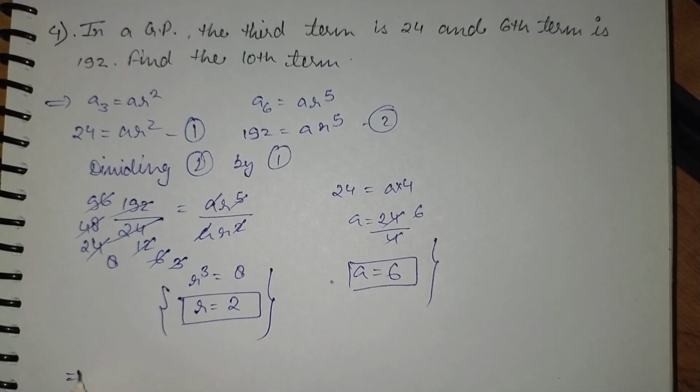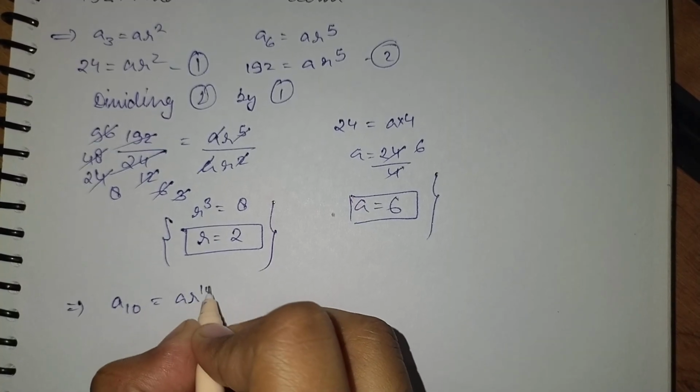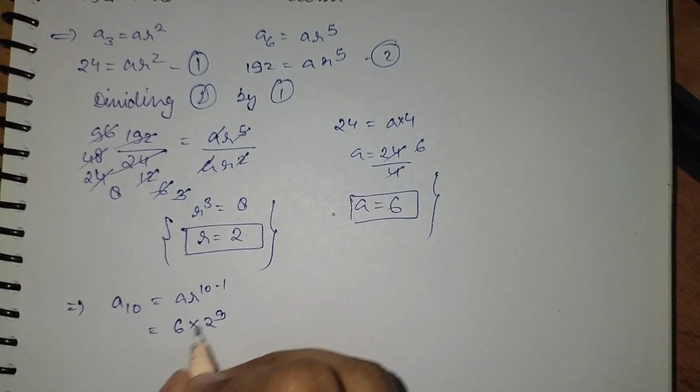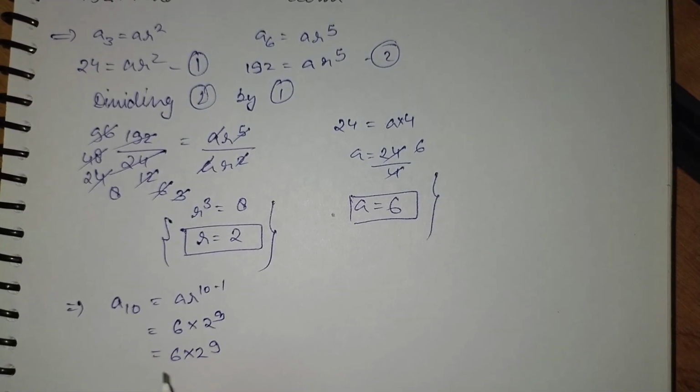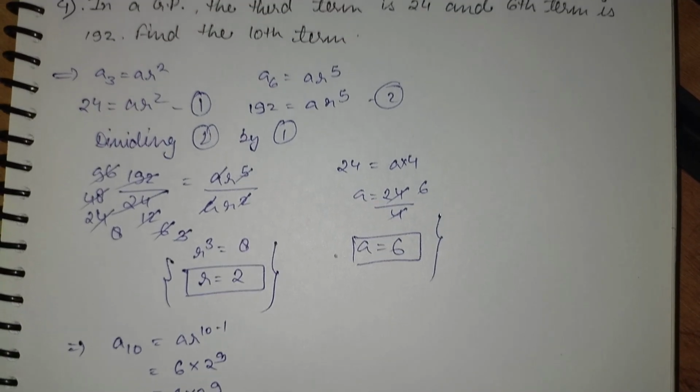So from there we can find the 10th term, which will become AR^(10 minus 1). Putting A as 6 multiplied by 2^(10 minus 1), that is 6 into 2 to the power 9. On solving this, we will get 3072 as the final answer in this also. So this is the final solution of question number 4.